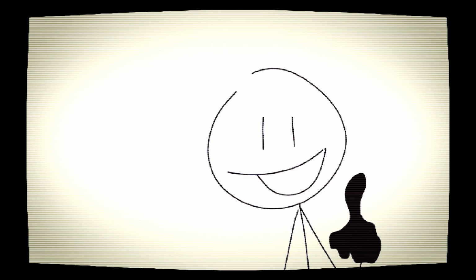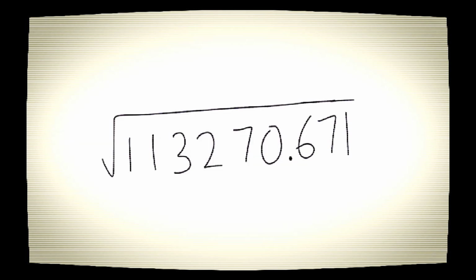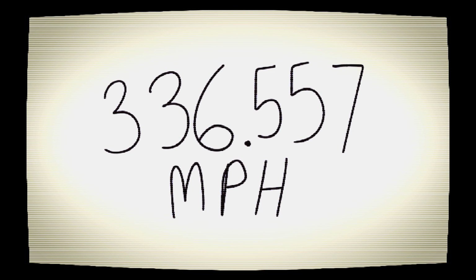However, with my patented squares, we can. Simply square both values of the ground speed vector, boom boom, add these, boom, and then we take the root of the result. Boom! There you have it. The ground speed clocks in at 336.557 miles per hour.